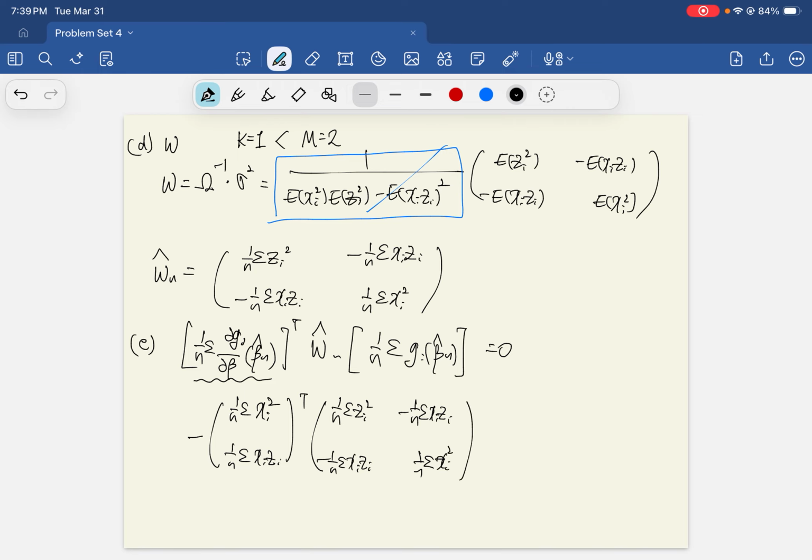So this is the weighting matrix. And the third part here looks like this: yi xi, yi zi minus beta hat n, xi squared, zi xi zi. So this equals 0. That is the first order condition.